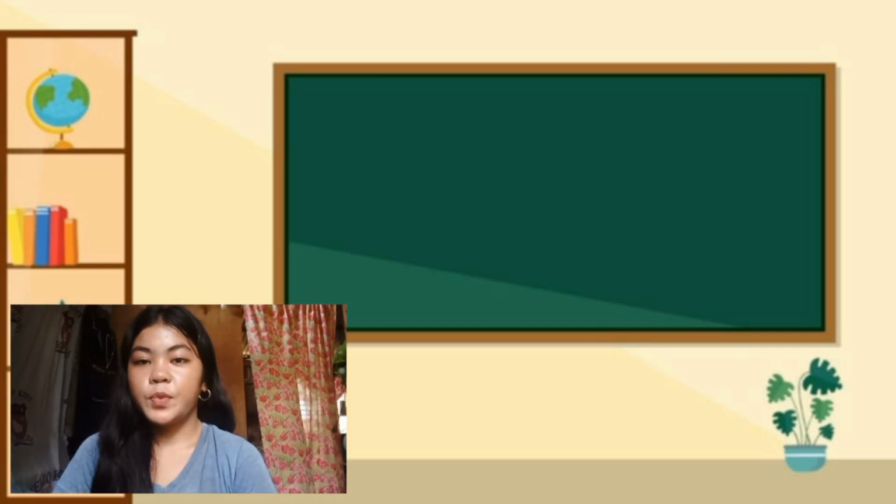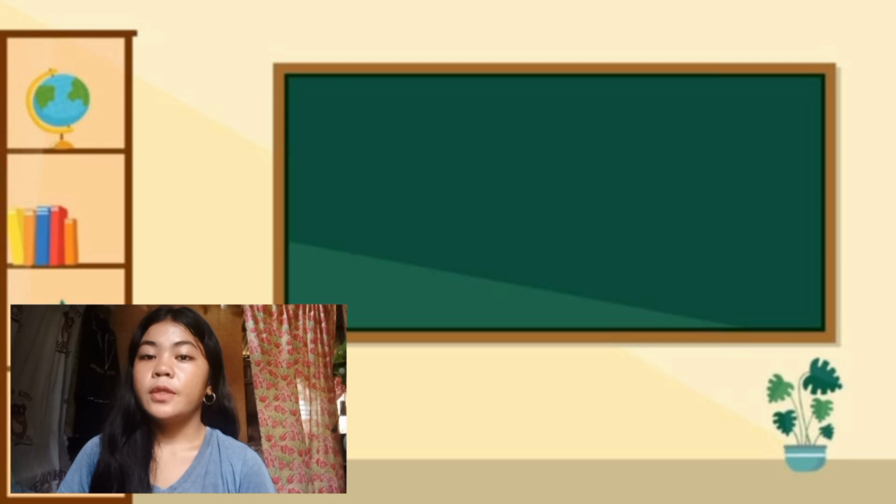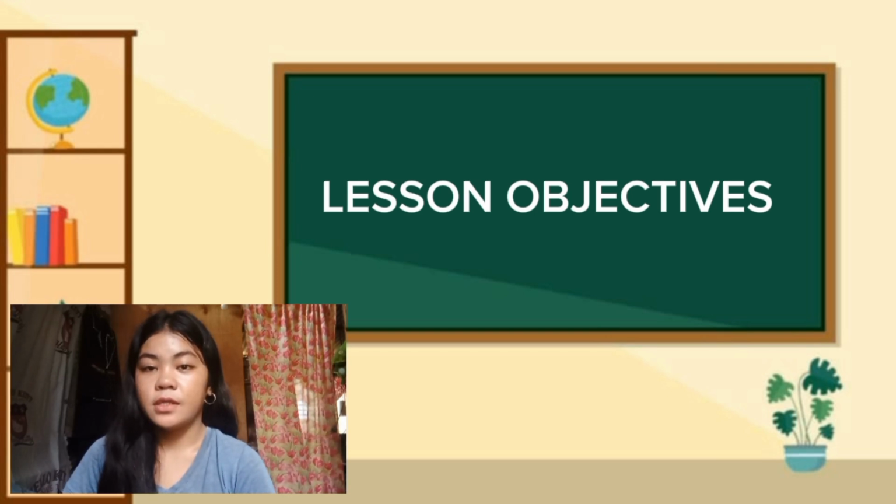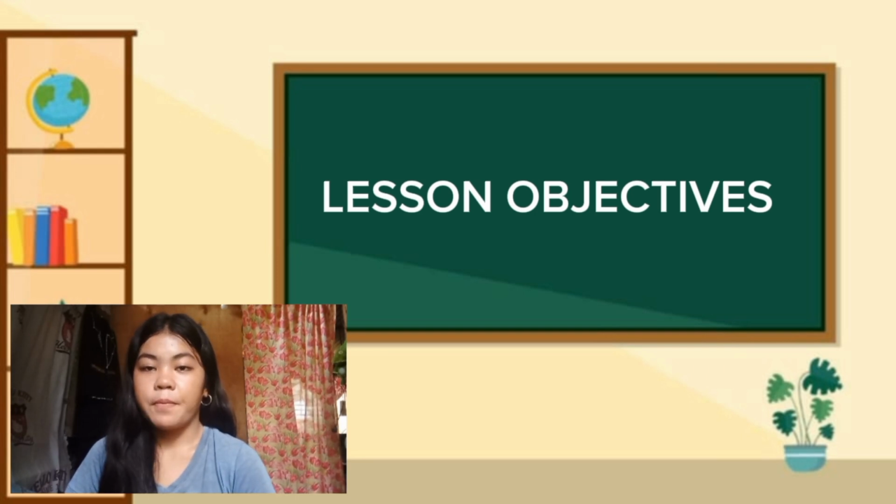So now class, the first one is lesson objectives. This section outlines the specific learning goals students are expected to achieve by the end of the lesson. Objectives should be SMART. When you say SMART, it should be specific, measurable, achievable, relevant, and time bound.